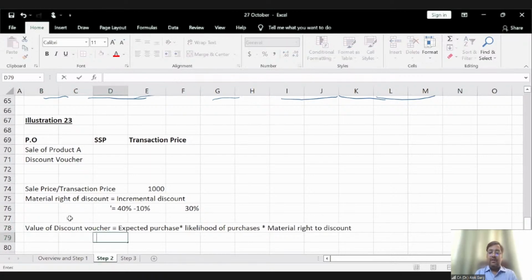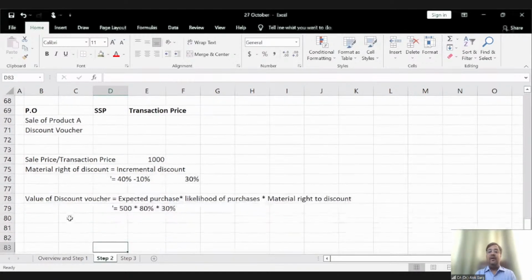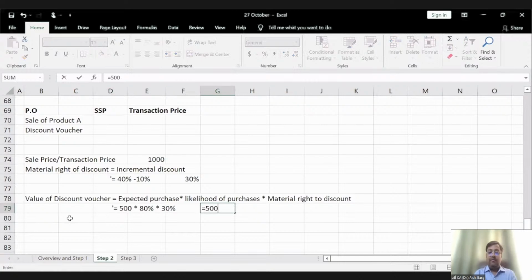In this question, what is my expected purchase? 500 rupees. It is given in the question. What is my likelihood of purchases? 80% chances are there that the customer will come and avail the discount. What is my incremental right to discount? It is 30%. 500 multiply by 80% multiply by 30%. How much will come out? 120. So 120 is my value of discount voucher.